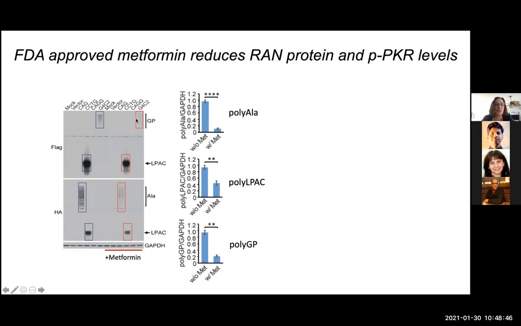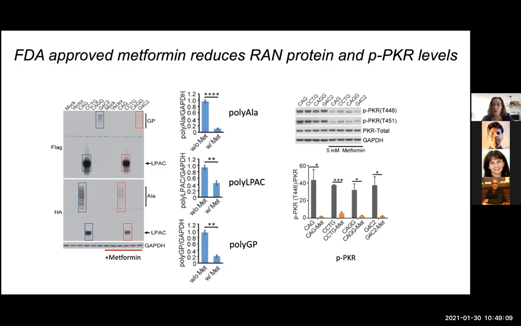So we see this decrease of RAN proteins in metformin treated cells. And you can see that when we treat cells, we see this decrease in GP levels, in LPAC levels, in alanine levels, and that's quantitated here. So in cells, we saw a decrease, and so we were really excited and really surprised. And then in cells that have this metformin treatment, we also saw that the levels of phospho-PKR were decreased.